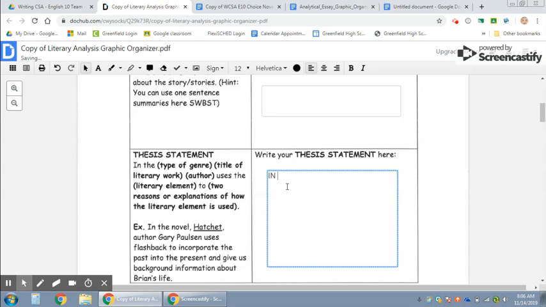So in the novel, blank, whatever your novel is, the author, blank, develops the theme of, and remember, theme is not one word, through the use of, and then we can insert setting, characters, whatever it is we're going to focus on. You may have 2 or 3 ways the theme was developed, or you may choose to focus on just characters, for example, plot or conflict.